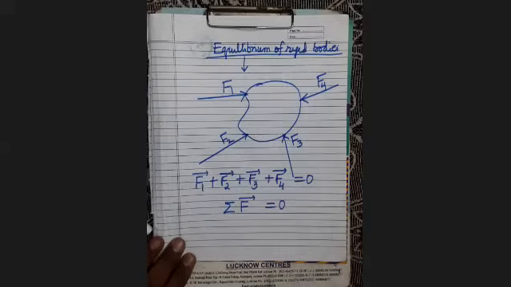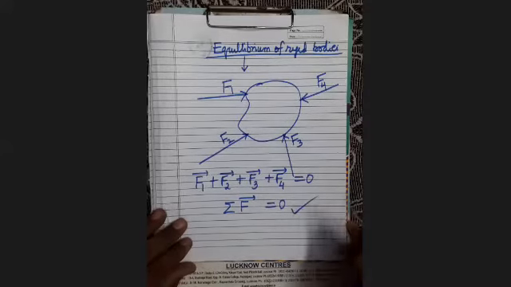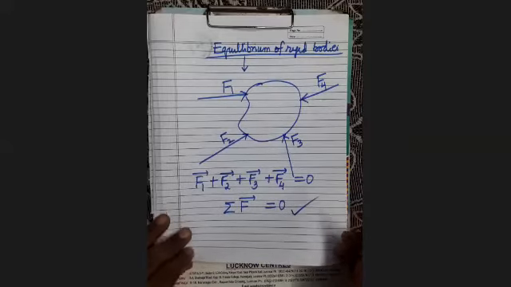A body is said to be in translational equilibrium if there is no change in its state on applying a number of forces upon the body. What will be the condition? The resultant of all those forces will be equal to zero.